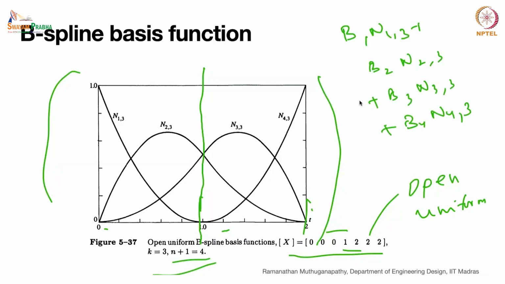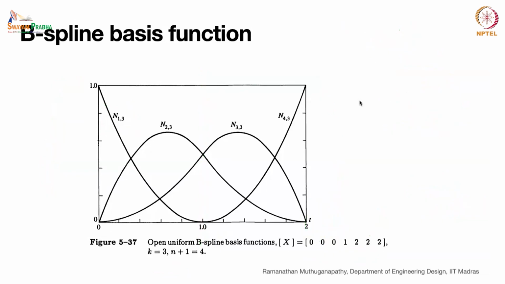Now if you observe from this graph, can you say anything more? For example, N1,3 plays a role till what parameter? First convex hull, sir. So this also explains the convex hull property. Exactly. So you can see N1,3 is 1, and after that it is 0. So it doesn't even play a role after this. So there is no N1,3.